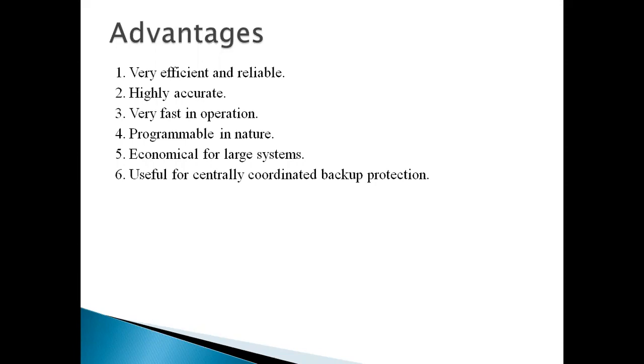Then useful for centrally coordinated backup protection. We studied what is meant by primary protection and what is meant by backup protection. For backup protection we are using again a relay. That relay can be used as a backup protection for more than one or two circuits, where a relay already exists. So this is useful for centrally coordinated backup protection.